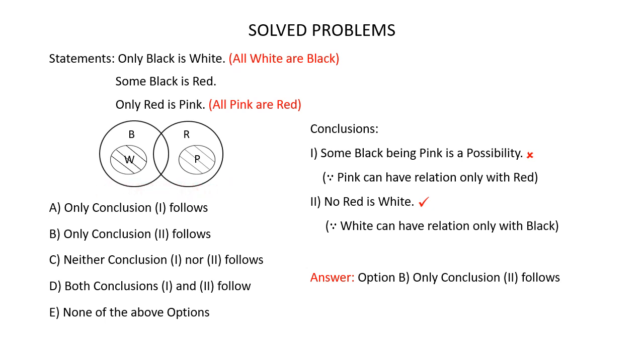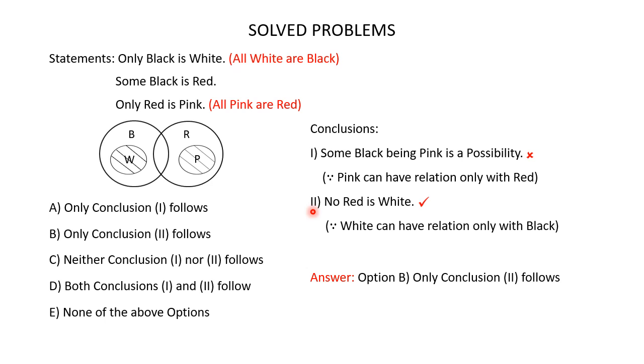Now based on this Venn diagram, let's find out which of the given conclusions follow. Conclusion 1. Some black being pink is a possibility. So you have black here and pink here in the Venn diagram. Now as you can see here clearly, pink will have a relation with only red. Pink will not have any relation with black. So some black being pink is never going to happen. So the conclusion, some black being pink is a possibility, is wrong. Conclusion 1 does not follow.